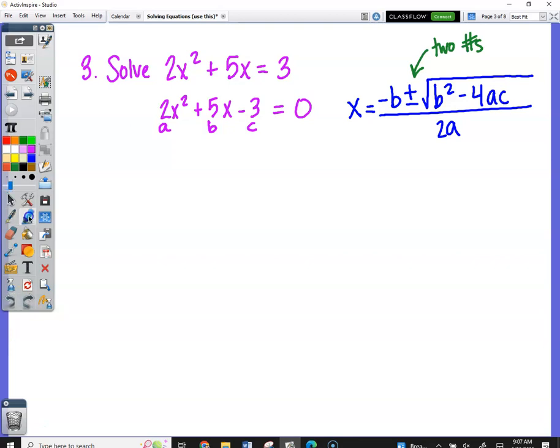Do you remember the vocab word for this? No. Do you remember the vocab word for this? Notice I didn't highlight the square root.